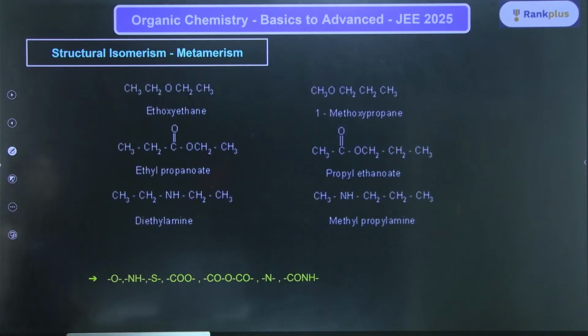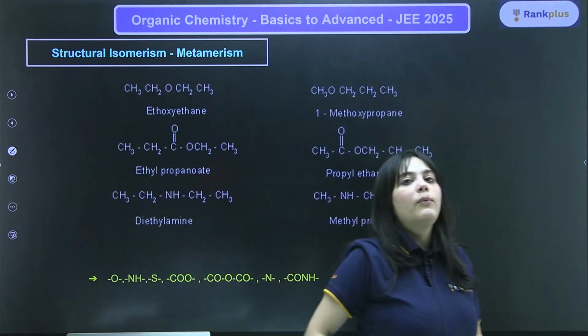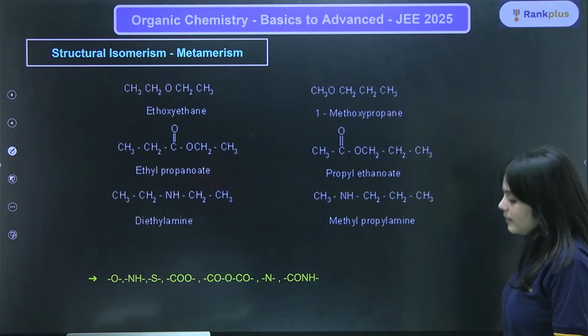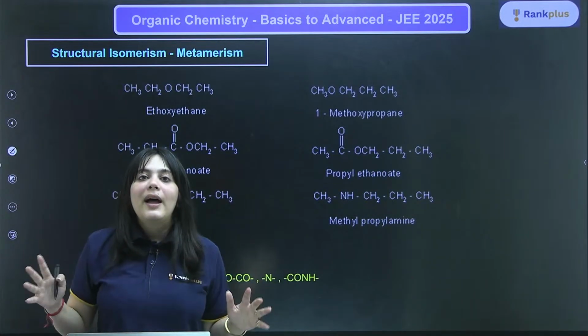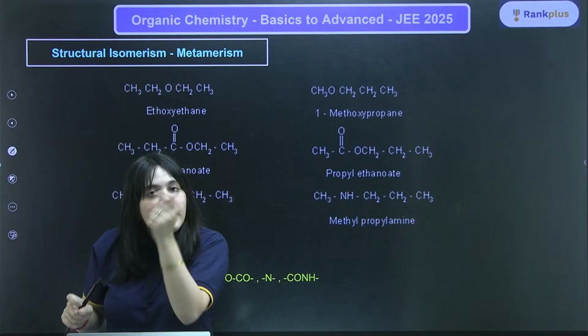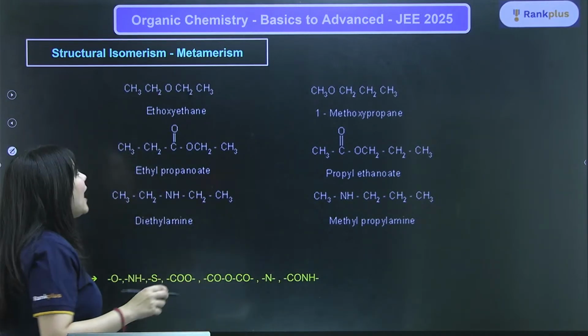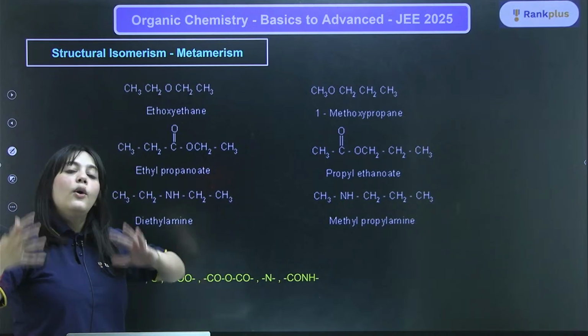I've taught you the functional group isomers. Next is metamerism. Once again, a very, very important topic. So what are metamers? In metamers, what you have to keep in mind is that there will be a heterofunctional group somewhere in the middle. For example, ethers show metamerism. What is metamerism?